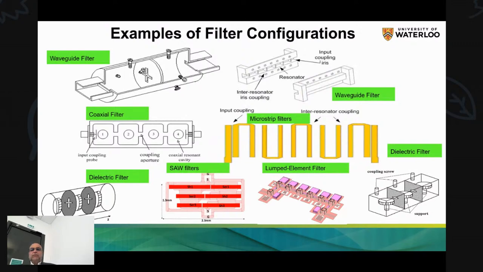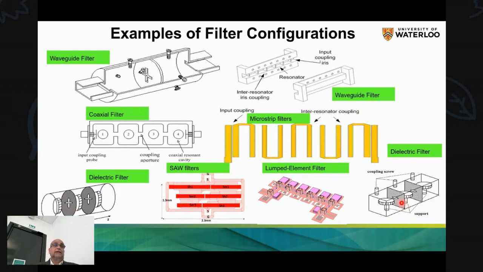Okay, so this is just a sketch showing different types of filters. For example, you can see here, this is a waveguide. Waveguides have been used for years. This is a dual mode waveguide, which allows you to reduce the size. Coaxial is used a lot, as we will see in some of the applications. Microstrip, there are 100 types of microstrips.